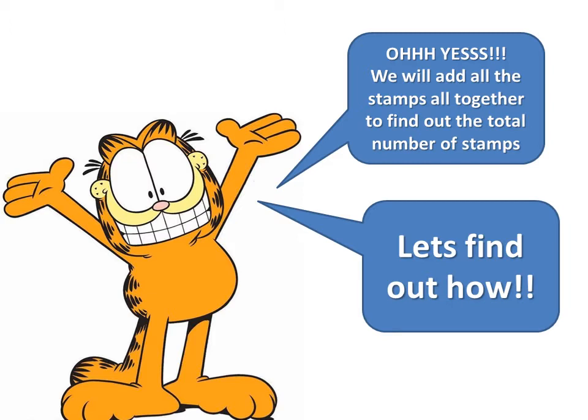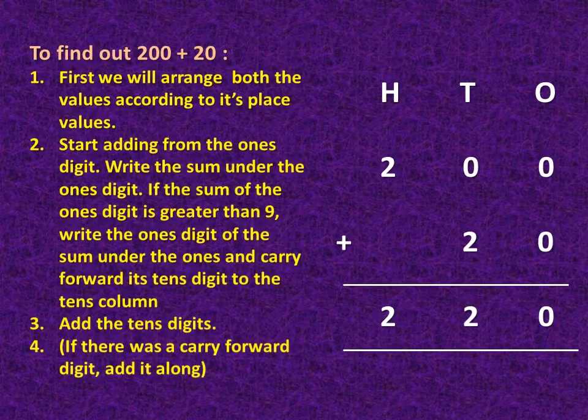Okay, so let us find out how we will add now. While we add two numbers, our very first step is to make sure that we are arranging our numbers in correct order according to their places. Now that we have learned place value very well, it won't be difficult for us to arrange it. For example, in the numbers 200 and 20, the ones digit in 200 is 0. Also, the ones digit in 20 is 0. So we will place 0 under each other.